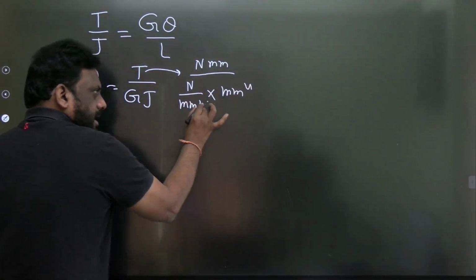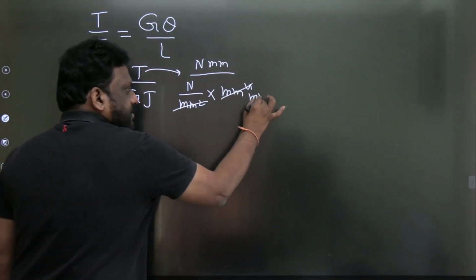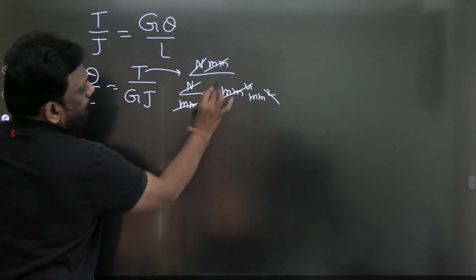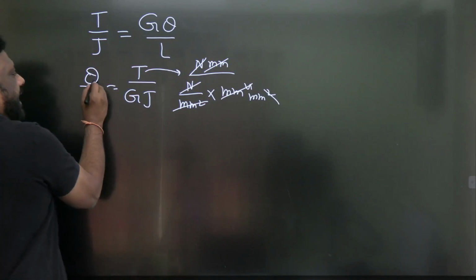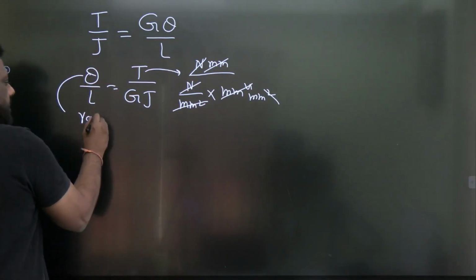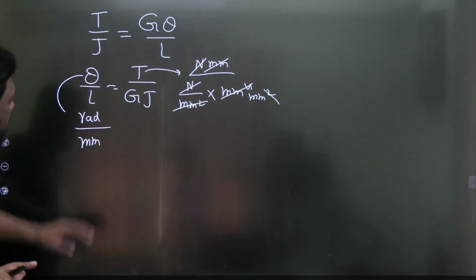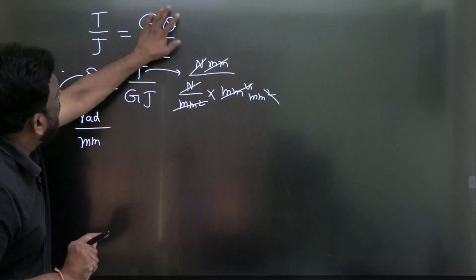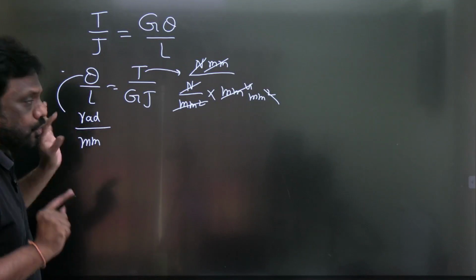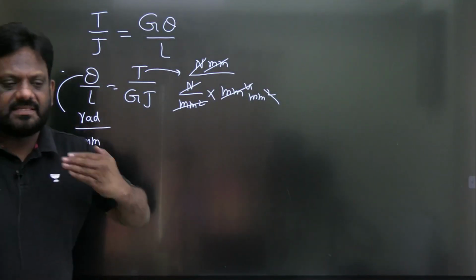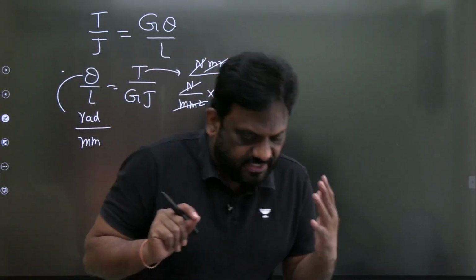Let us check the unit. Mm square is gone, so Newton is gone. So this will be 1 by mm. Means theta is in radian and length is in mm, so you will get the answer in radian per mm. So theta is in radian and all length dimensions are taken in mm. But let's see whether he has asked in the same unit or not. We'll check, sir. Don't worry.